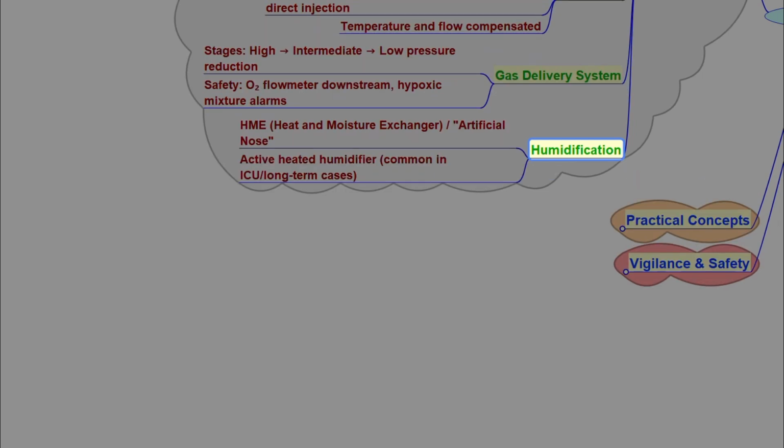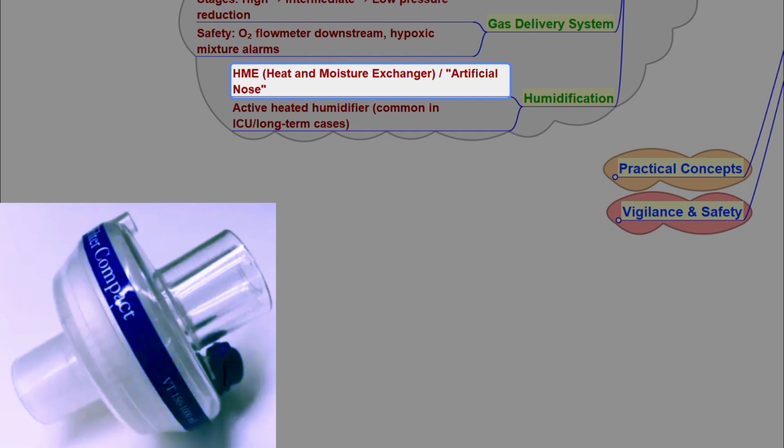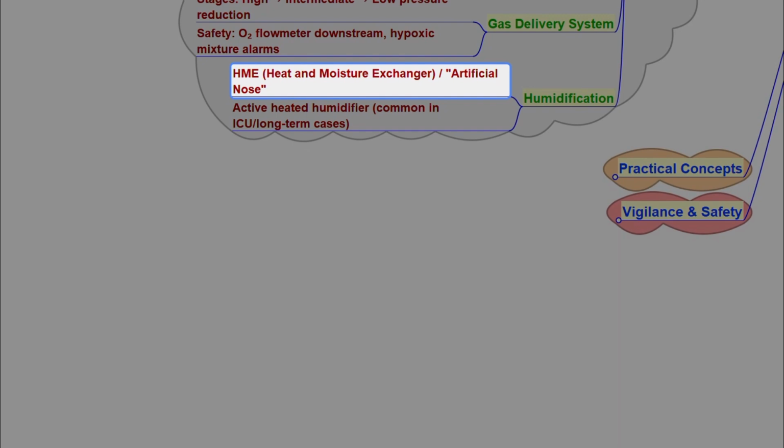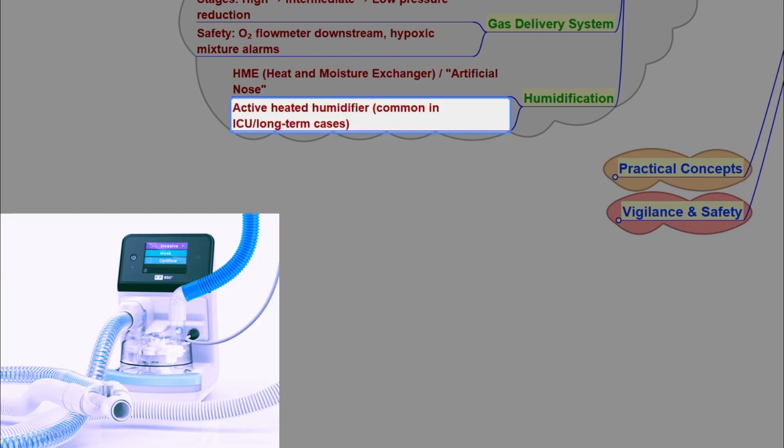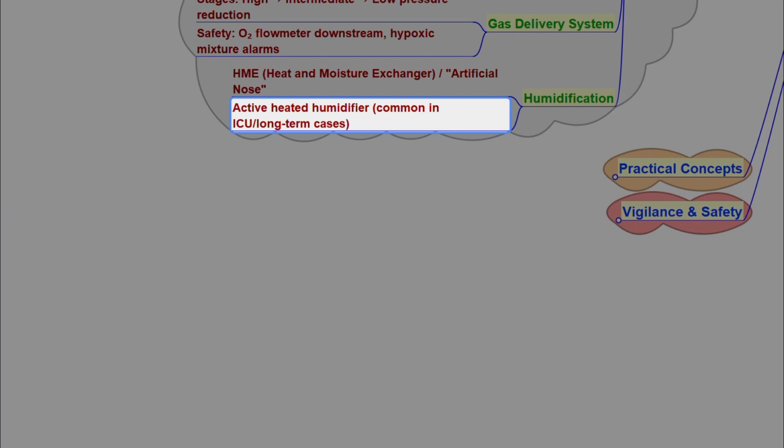We have the passive and the active one. The passive is the HME filter. These are commonly used. The active is used for prolonged cases or in critical care. These systems use a heated water reservoir and/or electrical source to actively warm and humidify the inspired gas.